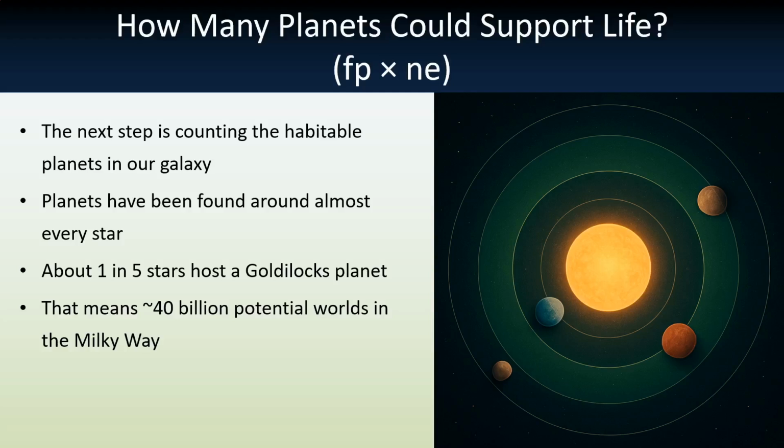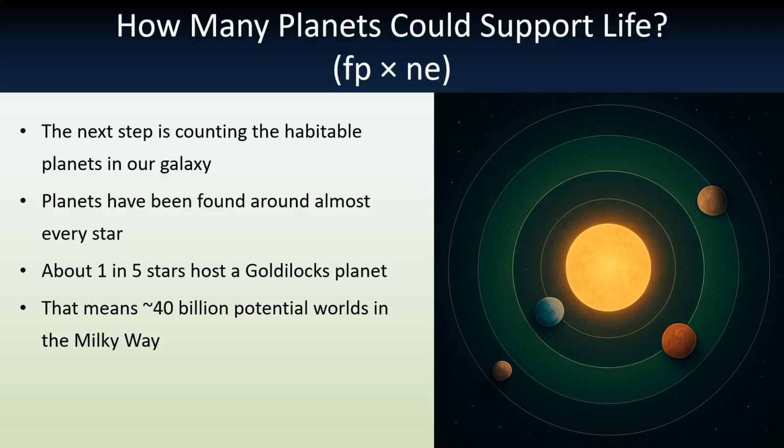How many planets could support life? The next step in the Drake equation is asking, how many of those stars have planets that could support life? The big discovery of the last decade is that planets are everywhere. The Kepler telescope showed us they're not rare gems, they're the rule. So for our calculation, we'll keep it simple and assume every star has planets.